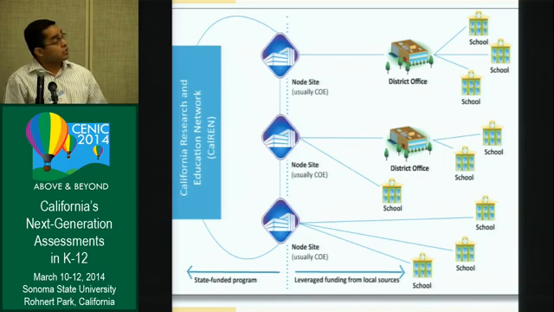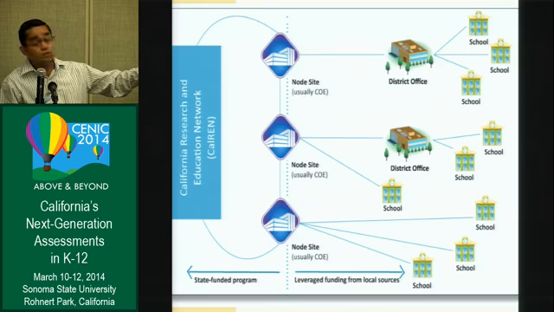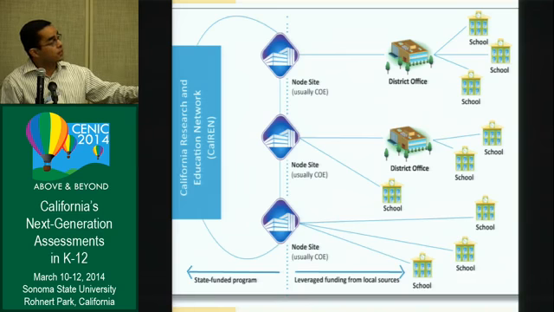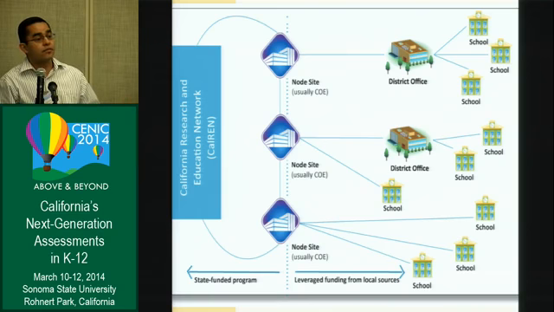Okay? So under this model, the typical model that we see in California is we have schools connecting to the respective district office, and this is what we call the last mile for the schools, and then the district office connecting to their county office. This is a model that's been in place for numerous years that even predates CalREN.